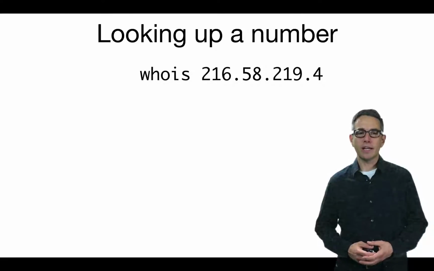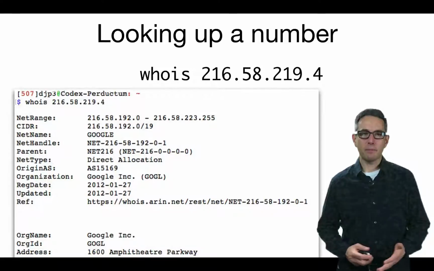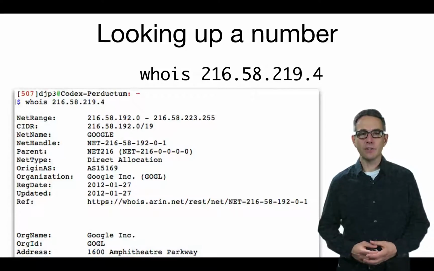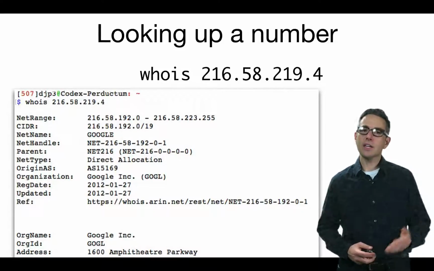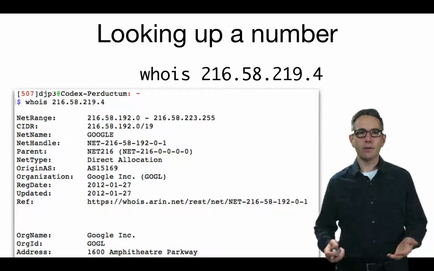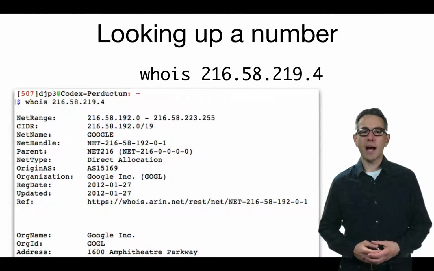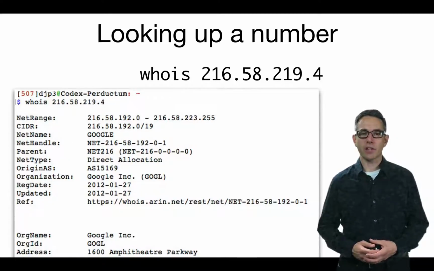So here's an example of running whois on a terminal in a Macintosh. I specify the command whois and then the address that I'm interested in looking at. And you can see that you get a bunch of different information about this number, some of it technical. But you can see that in this case, this number is part of a block of numbers going from 216.58.192.0 to 216.58.223.255 that's been assigned to Google.